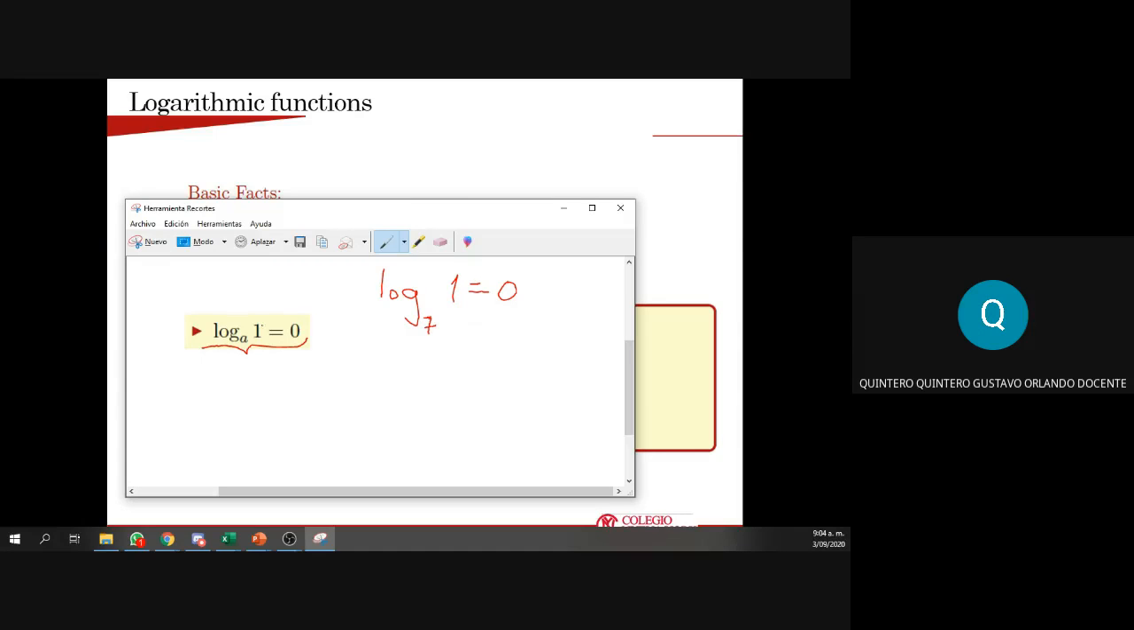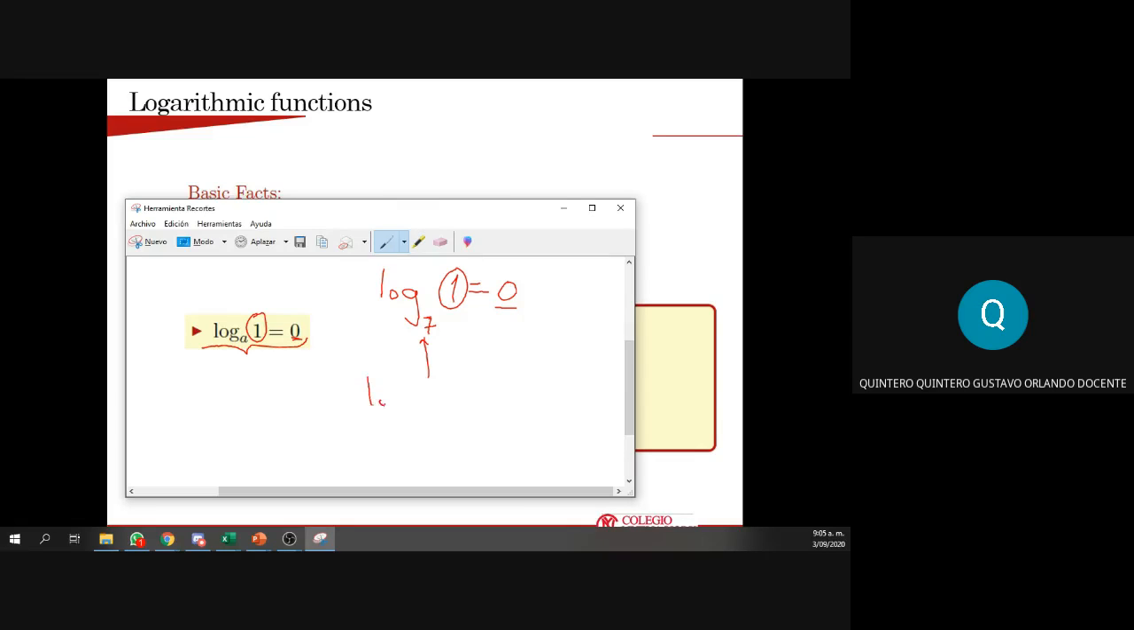Why? Simple. The basic fact is telling us that whenever we have a logarithm, no matter what the base is, so we can have 7, or we can have 8, or we can have 1,000 millions, it doesn't matter. So long as the big value is 1, the result will always be 0.